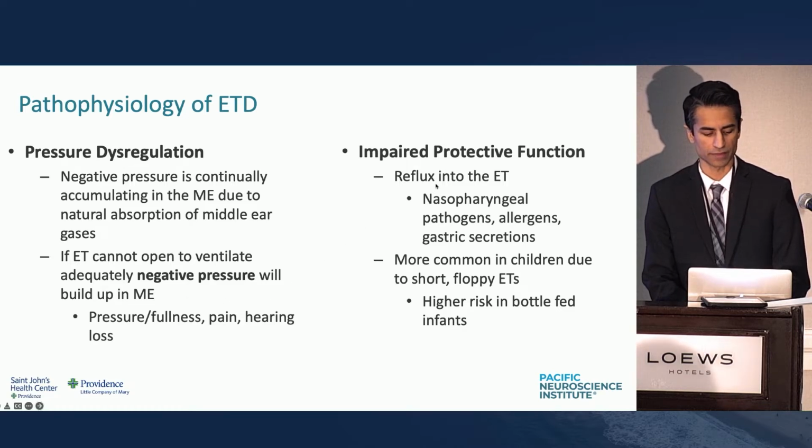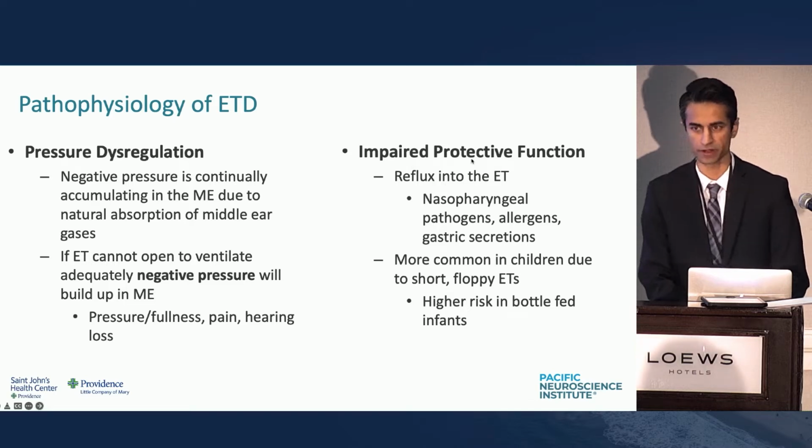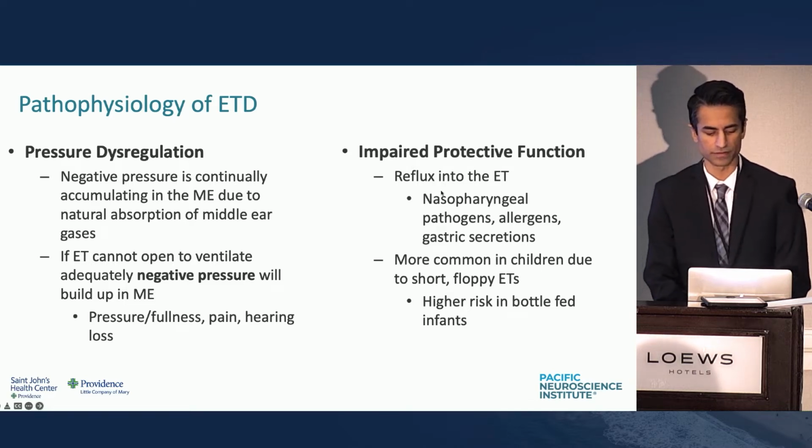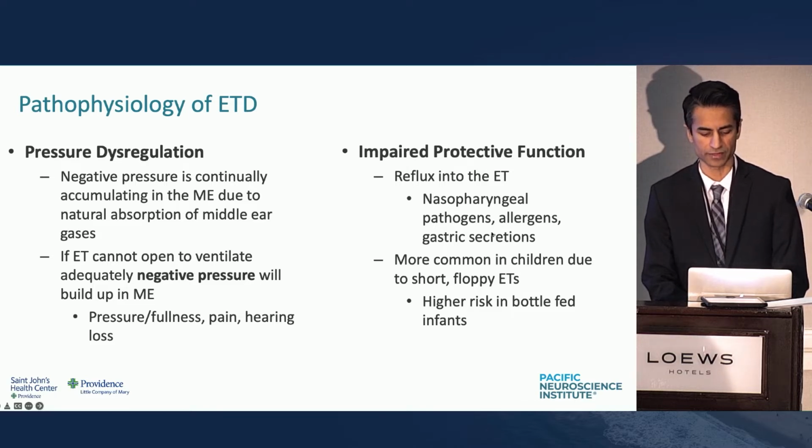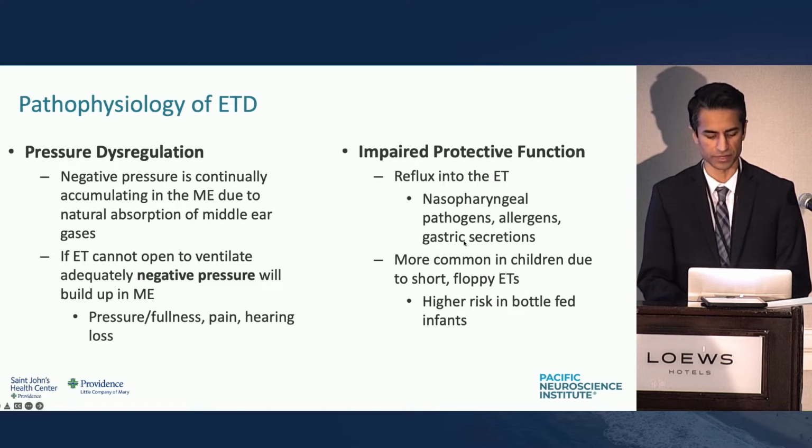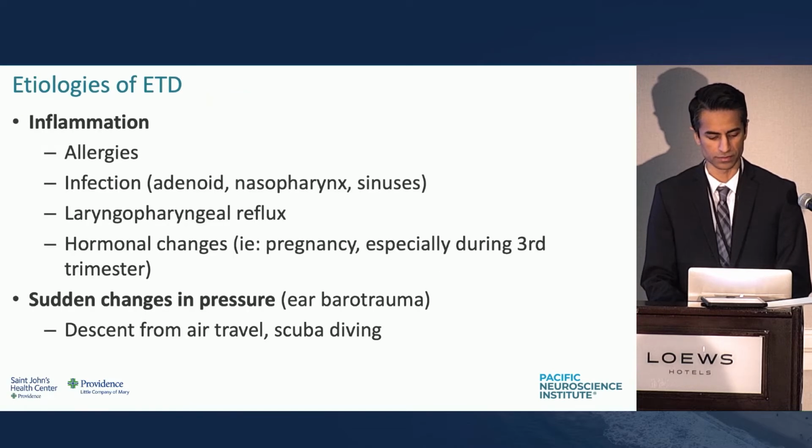The other part of the pathophysiology is an impaired protective function. So if there's reflux into the eustachian tube, you can get nasopharyngeal pathogens, allergens, gastric secretions into the eustachian tube that can cause inflammation. And like I mentioned, it's more common in children due to their short and floppy eustachian tubes.